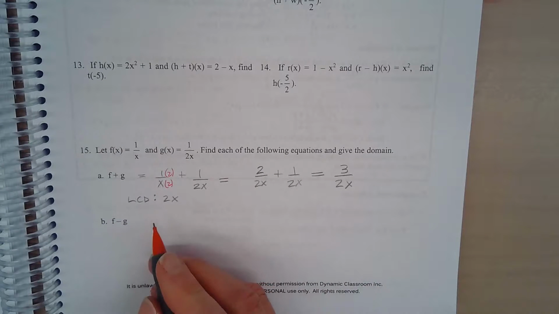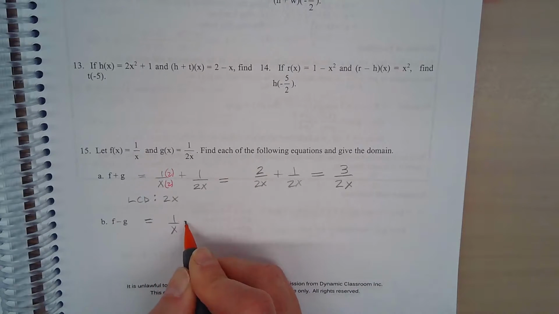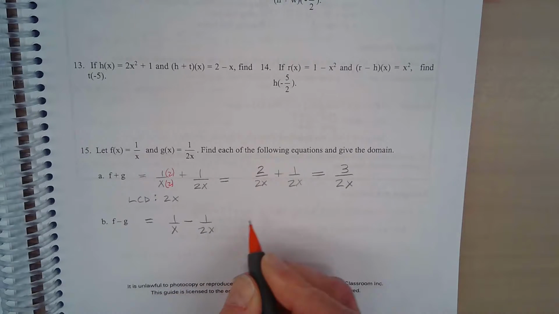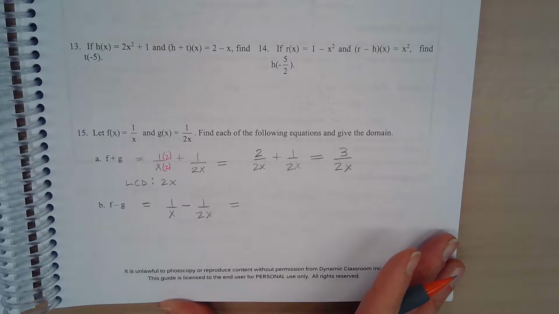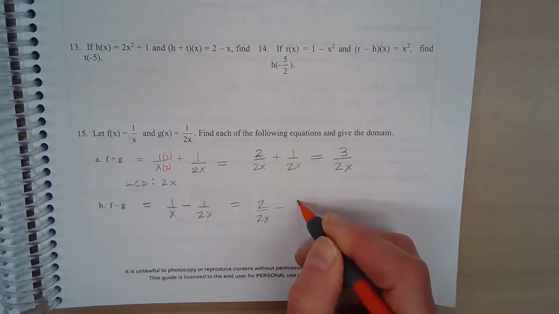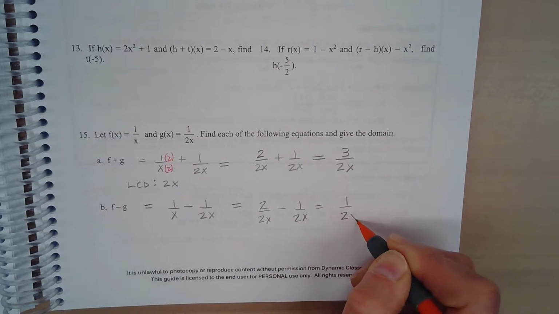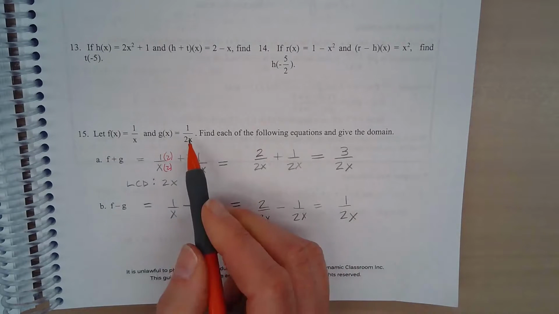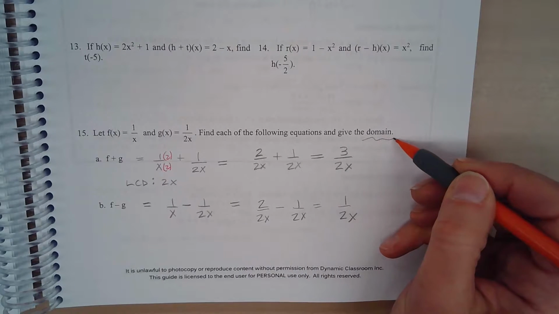Okay, so we'd have to do the same thing with subtraction, right? I'd have 1 over x subtract 1 over 2x. I have to do the same thing. Adding and subtracting require common denominators. So I'd have 2 over 2x subtract 1 over 2x, leaving me with 1 over 2x. Which is interesting because it's one of the original functions. And it also said give the domain.